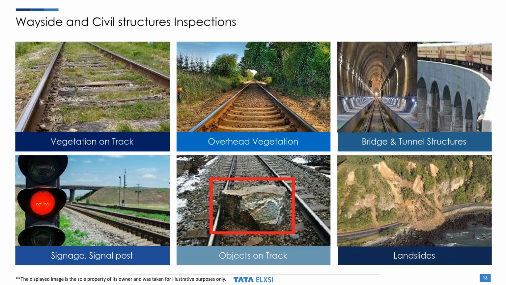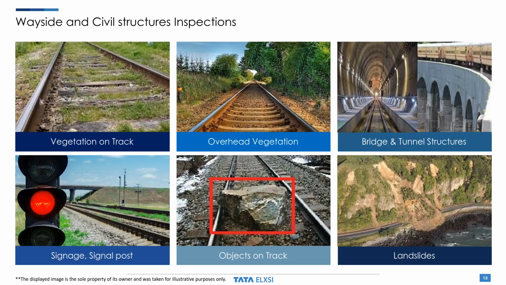In this slide, we see scenarios for detection of vegetation in the rail track, as well as the overhead vegetation, which can interfere with the rail movement. And whether there are objects on the rail track, maybe some rocks or maybe some sort of a tree or something which has fallen on it.